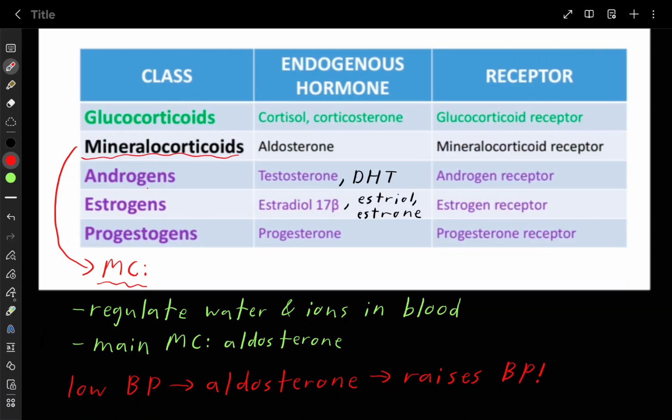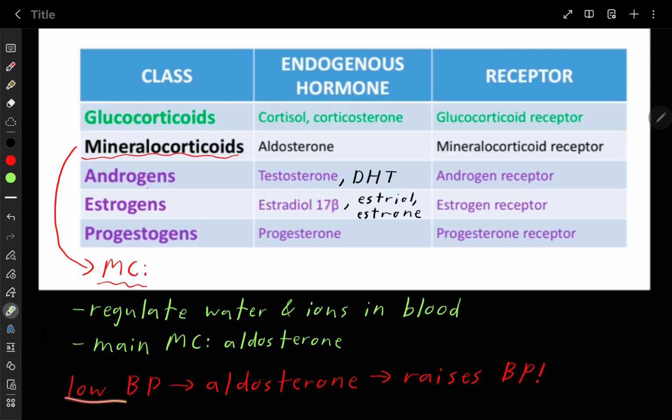So now let's shift over to the corticosteroids, starting with mineralocorticoids. So mineralocorticoids are responsible for regulating the balance of water and ions in our blood. And the main mineralocorticoid is aldosterone. It's produced by the adrenal cortex, which is part of the adrenal gland that sits above the kidney. So, like we said, it's a mineralocorticoid that regulates water-salt balance in order to increase blood pressure.